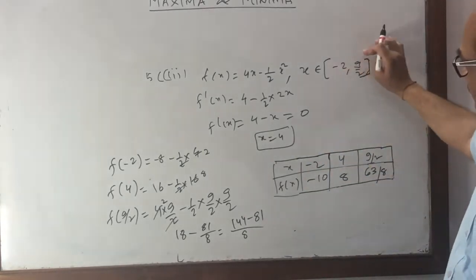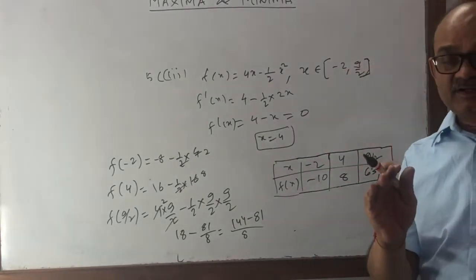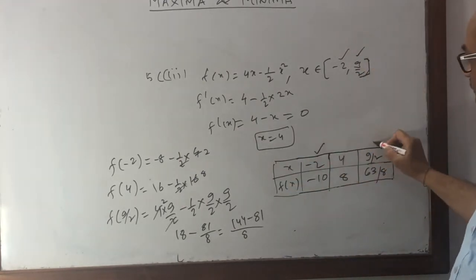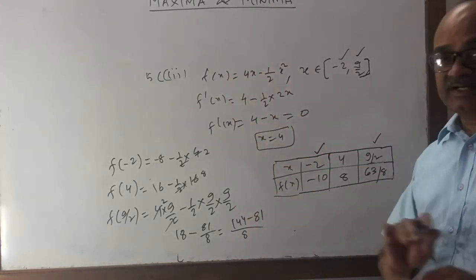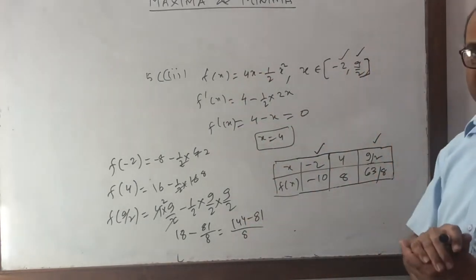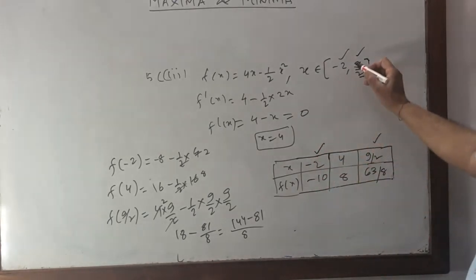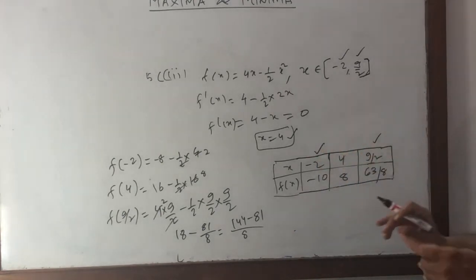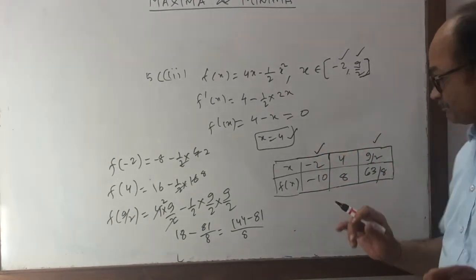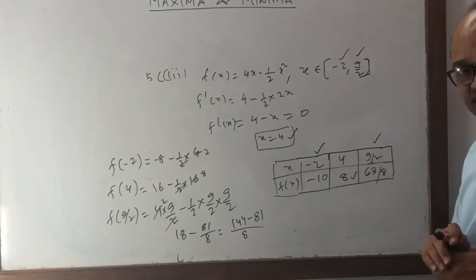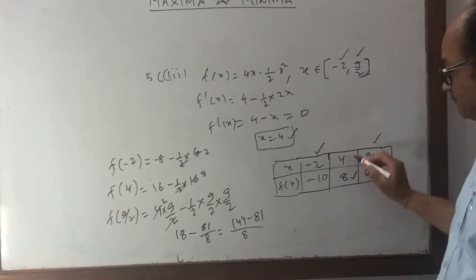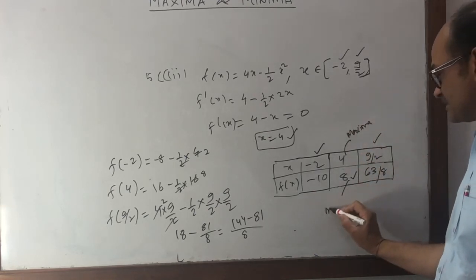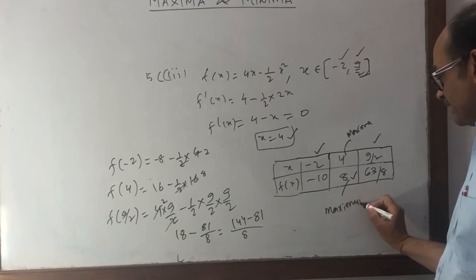So what is the conclusion? Out of this particular closed interval minus 2 to 9 by 2, you have to check these two ends, and whatever critical points we are getting in between this closed interval, we have to test. The in between point is 4, so we have to test for 4. Out of these three, which one will give you the maximum? Maximum value is at 8. So maximum value is 8 and maxima is 4. So here we write this is maxima and this is the maximum value.